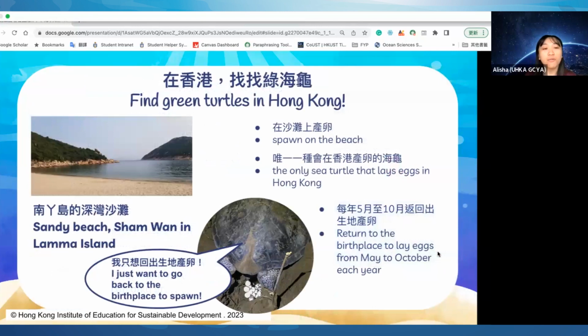In Hong Kong, we also have the green turtle. They spawn on the beach, and they will go back to their birthplaces to give birth to their own next generation. Every year, from March to October, they go back to their birthplace to give birth to their kids. In Hong Kong, we can find the green turtles on Lamma Island, especially on the sandy beach.